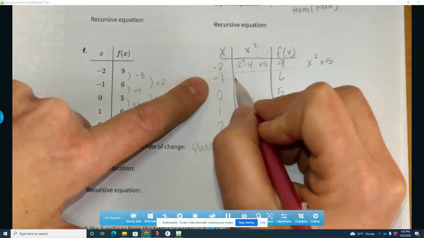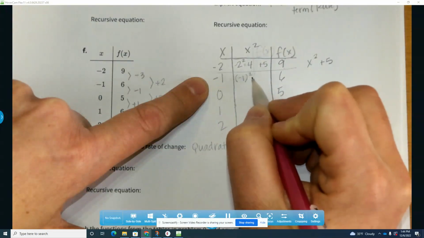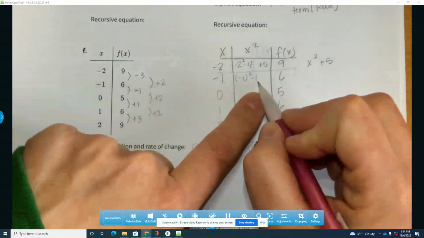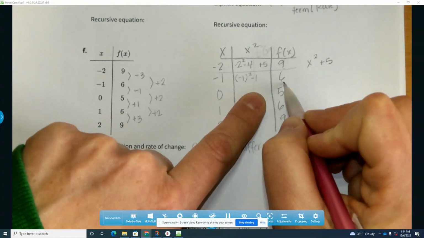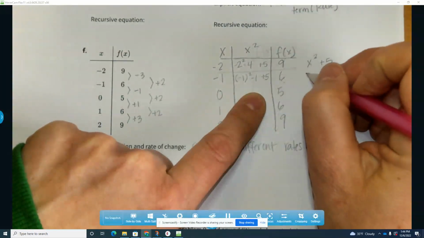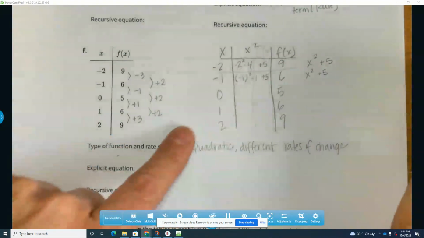Okay, so I'm going to continue doing that. First thing I'm going to do is square it. But I still need to get from 1 to 6. And again, I have to add 5. So for this set of numbers, I squared my x and added 5 again.